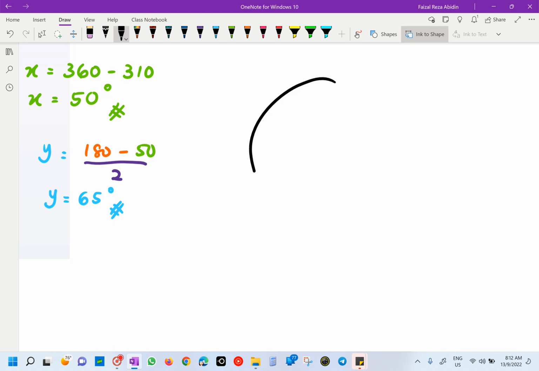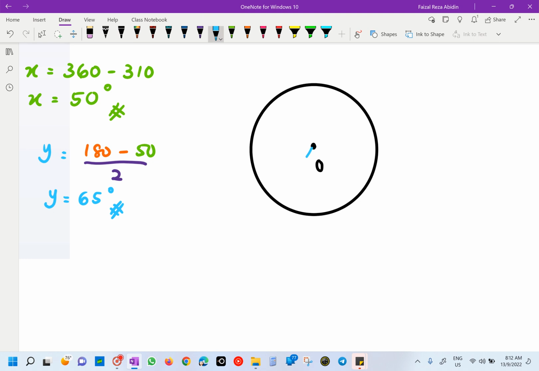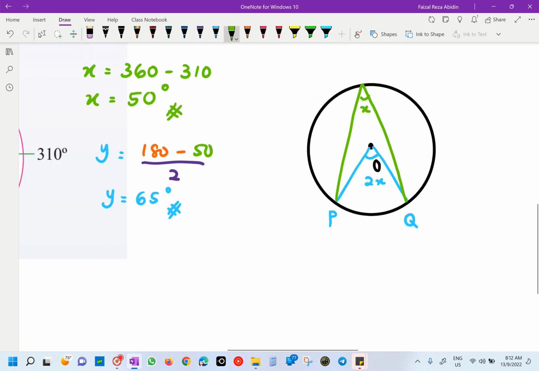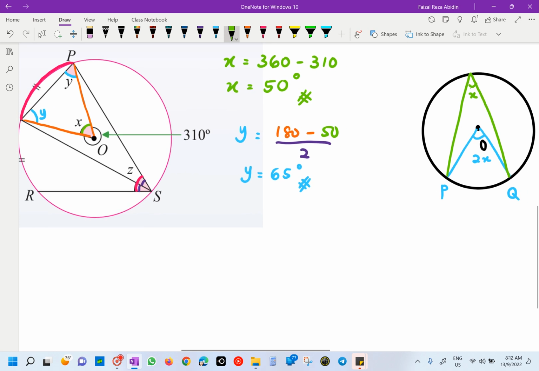Okay, let me draw. This is our circle. This is going to be our center. So what we have previously, this is going to be our arc. Let's say this is going to be PQ. So the angle here is going to be 2x. And the angle at the circumference from the same arc there, you're going to get x over here. So the angle at circumference is going to be half the angle at the center. So if you look back at our question here, it's not the same.